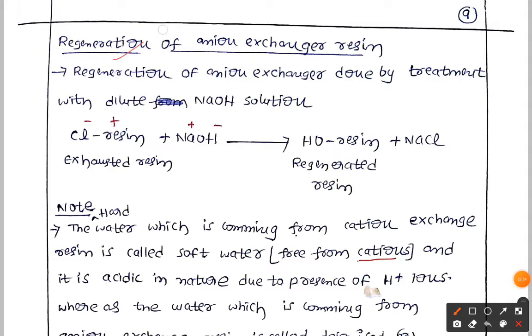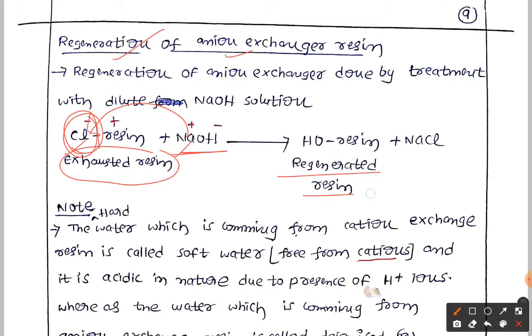Again we have to go for the regeneration of the anion exchange resin. You add sodium hydroxide. This is our exhausted resin, because instead of OH you have the anion. Once you react it with sodium hydroxide, the chloride ion is replaced with hydroxide, and you get the regenerated resin. This is the regeneration of anion exchange resin.